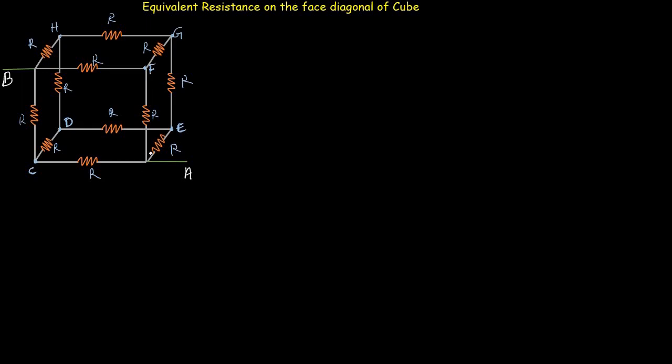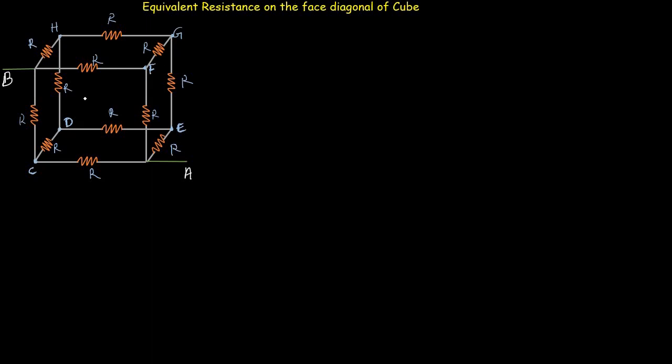In order to simplify this network, first of all, we will look for symmetry in this network. If there exists a symmetry, then it will be easy for us to simplify it. If you analyze this network briefly, you will see that points F and C are symmetrical points, because point F and point C are at the same distance from point B, and at the same distance from point A. So these 2 points are symmetrical points. The potential at this point will be the same as the potential at this point. So these 2 points are equipotential points, and the same is the case for point D and point G.